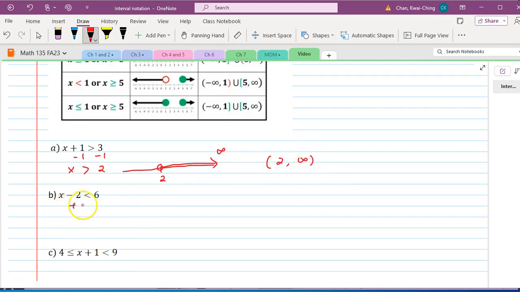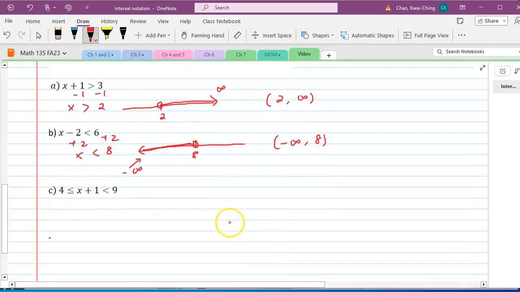Okay, the second one: solve x minus 2 less than 6. I add 2, so x is less than 8. To graph the number line, I put 8 with an open circle and go all the way to the left-hand side because it's all less than 8. The left boundary is negative infinity, the right boundary is 8. So I write negative infinity all the way to 8. You can think of the comma as meaning all the way.